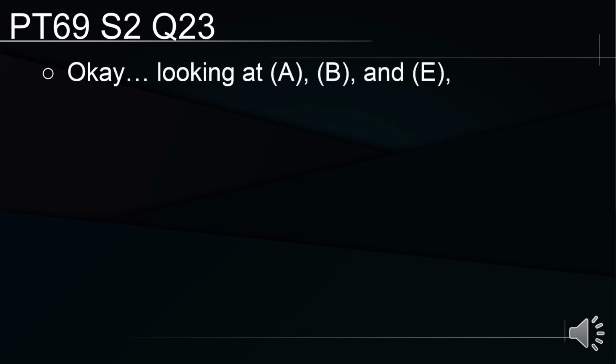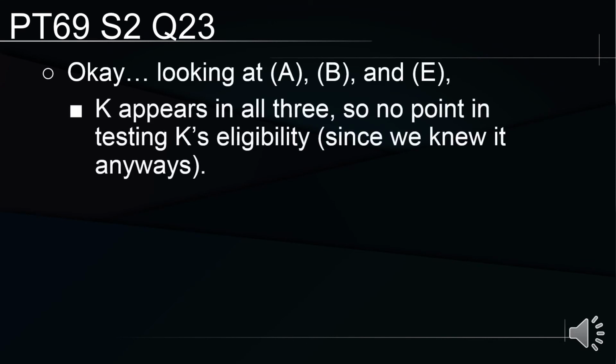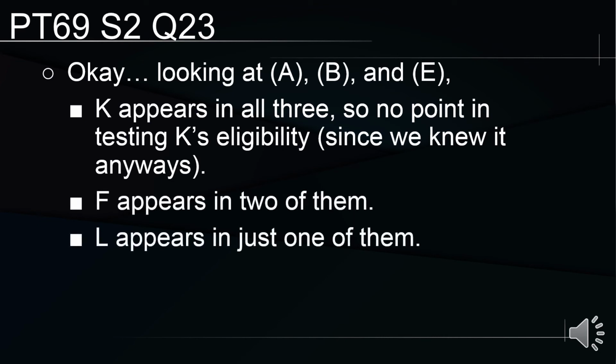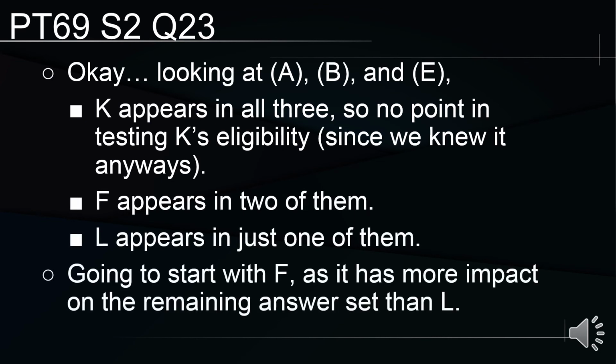Nice. Continuing to move on, now looking at A, B, and E. K appears in all three of those, so there's really no point in testing K's eligibility since we knew it was going to be eligible to show up anyway. Because it's common to all three, testing it wouldn't really tell us anything. F appears in two of them, and L appears in just one of them. I'm going to start with F because it has more impact. If we can figure out that F is not eligible to appear on the list, that means that we get rid of two out of the three answers, so that's where I'm going to start.